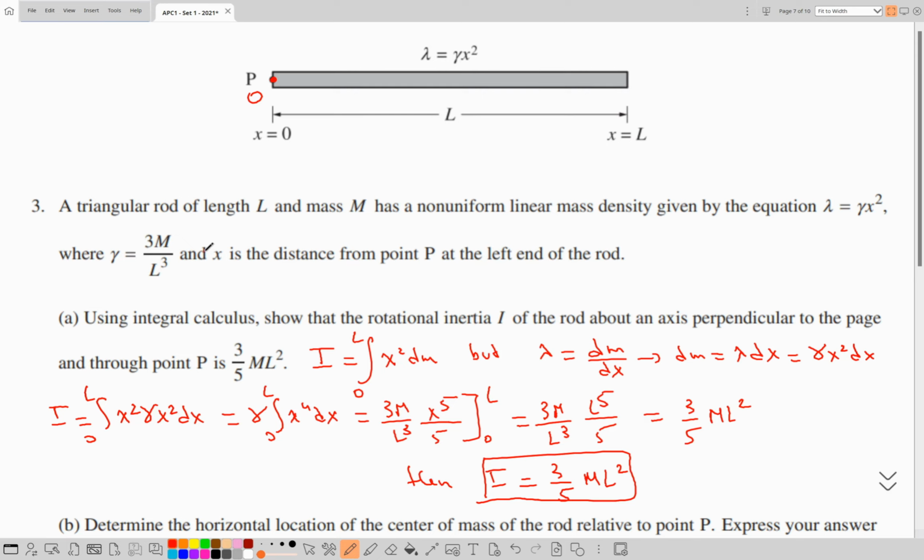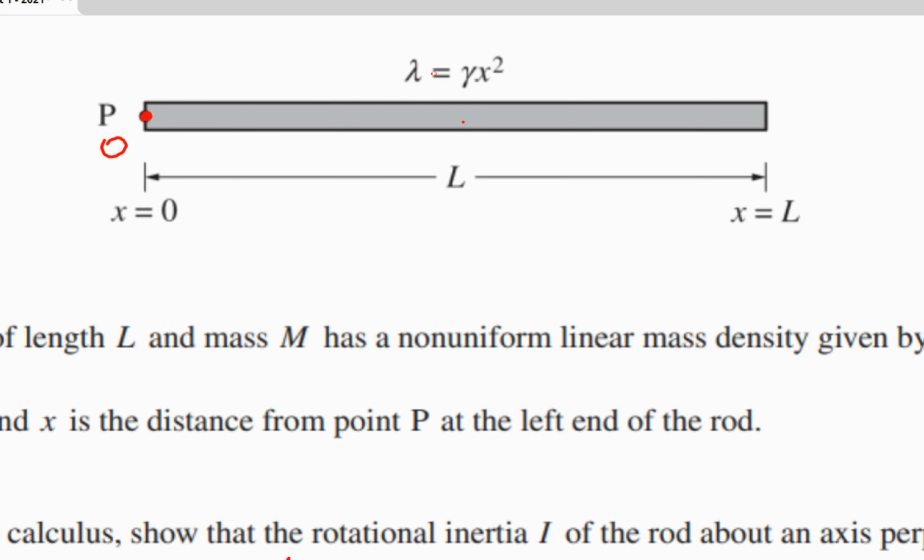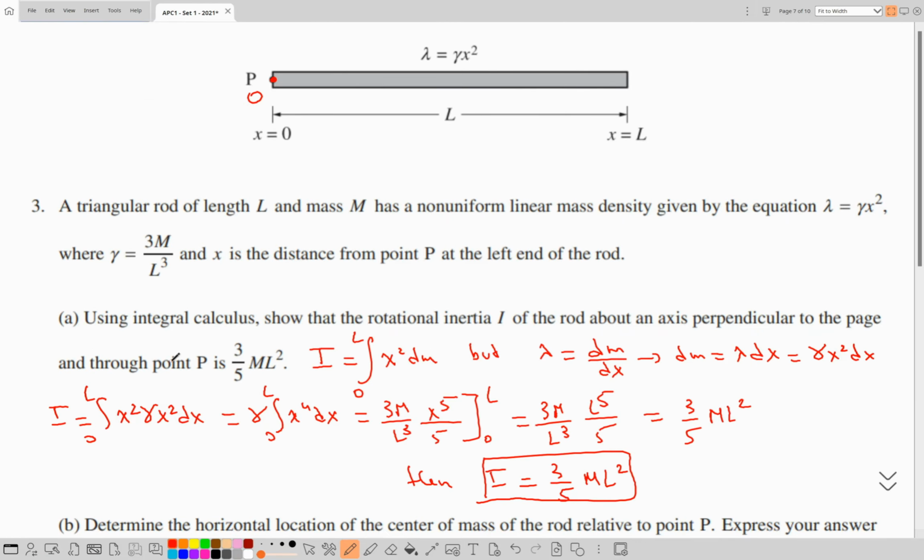Moreover, let me mention the following remark. Here you cannot apply the parallel axis theorem, considering the fact that you know the rotational inertia around the center and shift it toward the point P, simply because the mass distribution is not uniform. The only way to do it is via an integral.